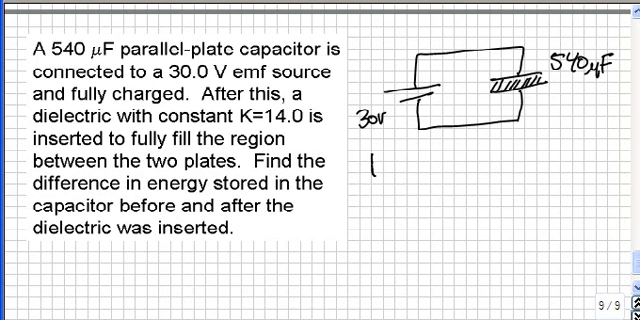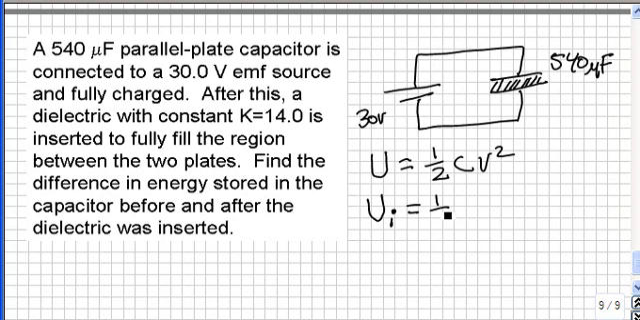All right, well, potential energy in a capacitor can be written in many different ways. In this case, however, the voltage across the capacitor is always constant. We've always left the 30-volt EMF source hooked up. So the easiest expression to use is the fact that the potential energy stored is equal to 1/2 times the capacitance times V squared.